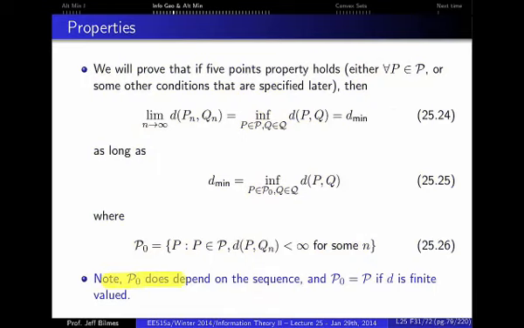So I guess the critical thing is that P0 does depend on the sequence. And by the way, I should say if D is finite valued, unlike the Kullback-Leibler divergence, we don't need this technicality. We can just say it's all P. So that means that even in the Euclidean case with closed convex sets, we could use all P rather than P0.